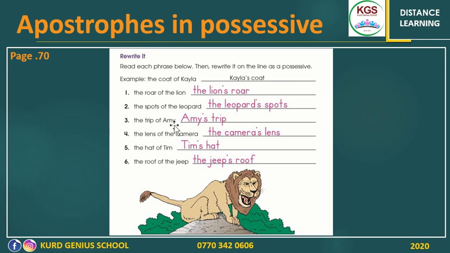Number two, the spots of the leopard. It becomes the leopard's spots. Apostrophe S in the end of the word. The trip of Amy, it becomes Amy's trip. Apostrophe S in the end of the word. You can do the rest in your books and you can check the answers here. This is all the answers.